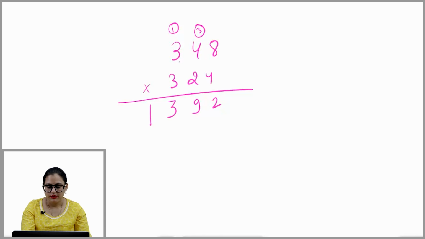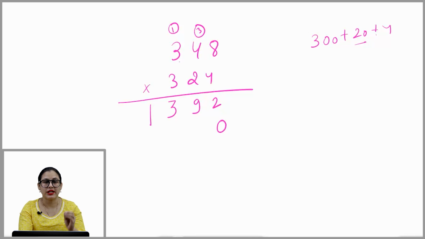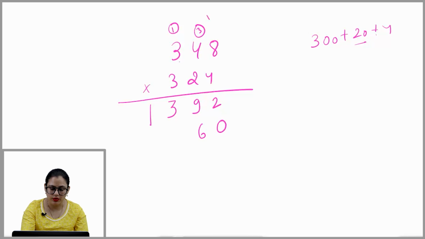Now, you will multiply this number by 20. Okay, 324 is 300 plus 20 plus 4. First you will put a 0 here. Now, you will multiply this number by 2. 2 8s are 16, 1 carry over. Now, you can cross them out. 2 8s are 16, 1 carry. 2 4s are 8 plus 1, 9.